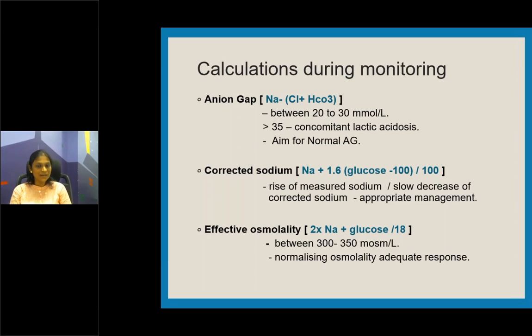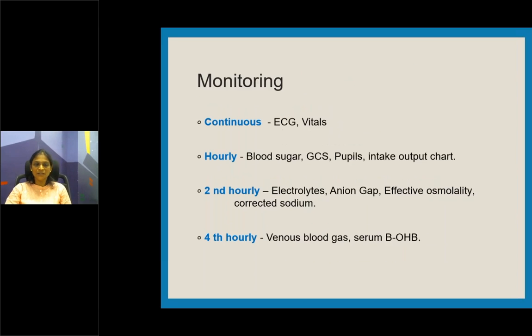So we have to aim at normalizing osmolality very slowly, and this gives an adequate response or the right way of continuing treatment. Coming to monitoring, there are a few things which have to be done continuously, a few things which have to be checked hourly, and so on.